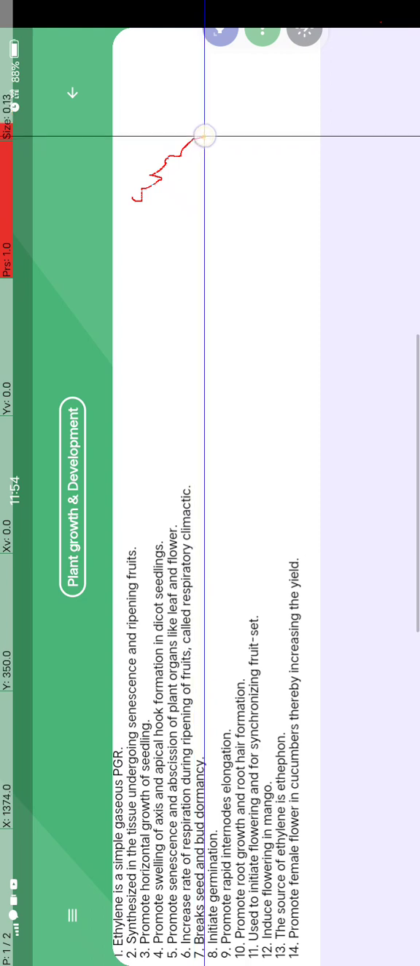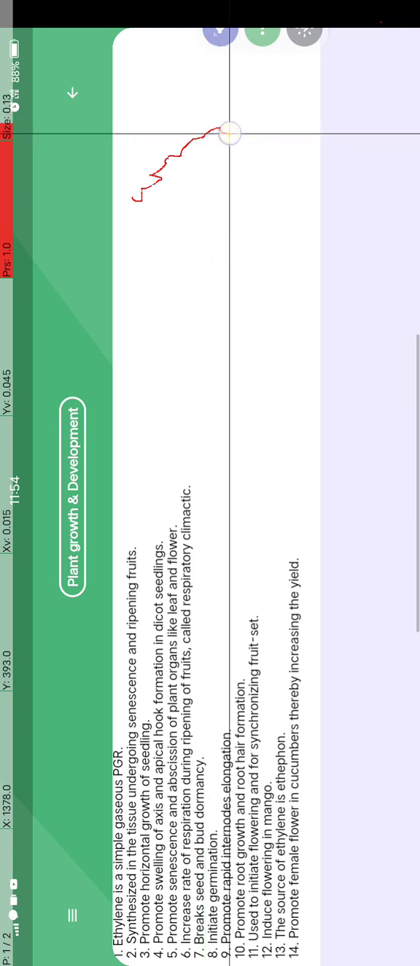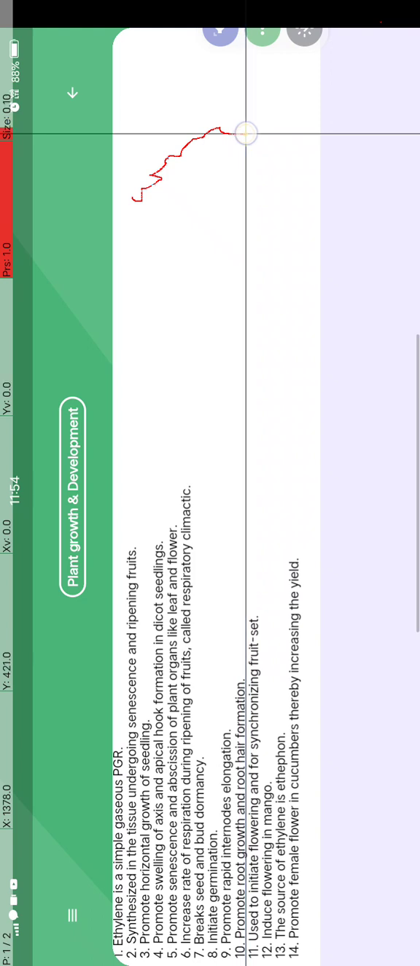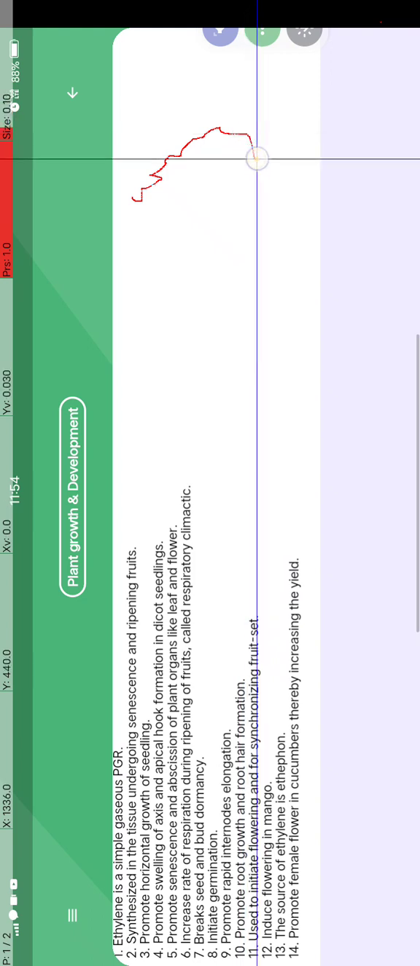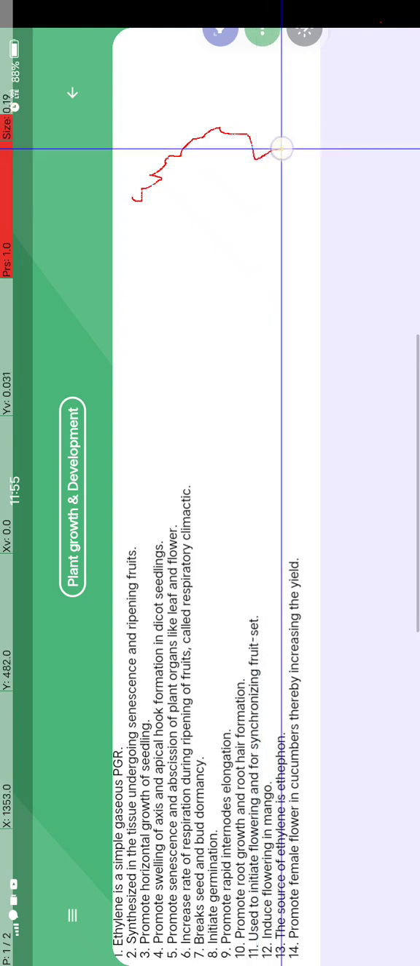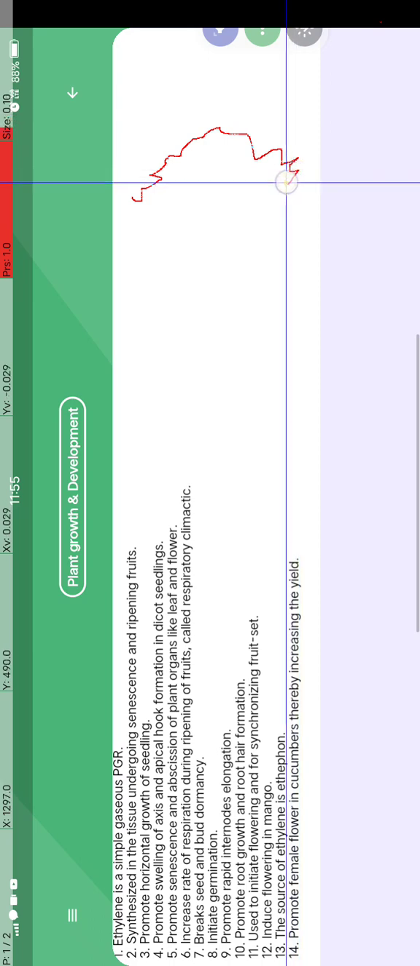It breaks seed and bud dormancy, initiates germination, and promotes rapid internode elongation in fruit. It promotes root growth and root hair formation, is used to initiate flowering and for synchronising fruit set, and induces flowering in mango. The source of ethylene is ethephon. It also promotes female flowers in cucumber, thereby increasing yield.